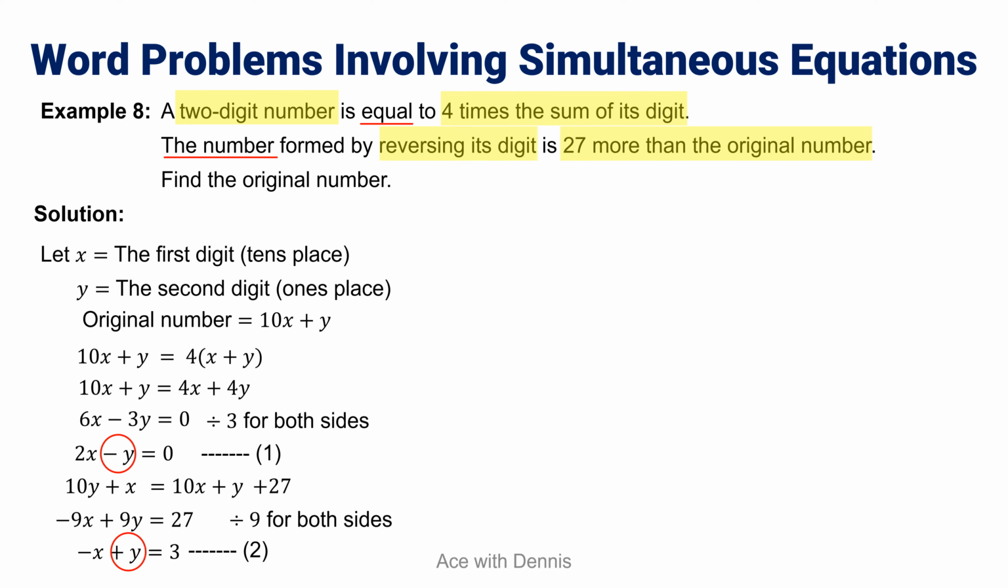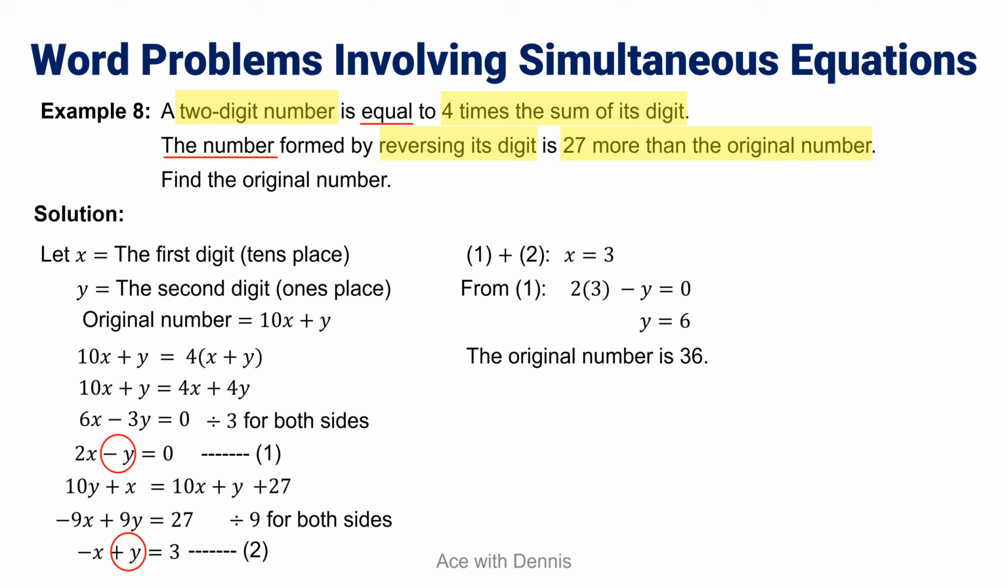Notice that equation number 1 and equation number 2, both have the same coefficient for the y term. The only different thing is one is negative, one is positive. So what I can do is I will say equation 1 plus equation 2, I will have x equals 3. Then immediately I can get the x value. After that, I will substitute x equals 3 into equation number 1. So 2 times 3 minus y equals 0. Hence, y will be equal to 6. And now, I can calculate the original number, right? Which is 3 times 10 is 30 plus 6 is 36.